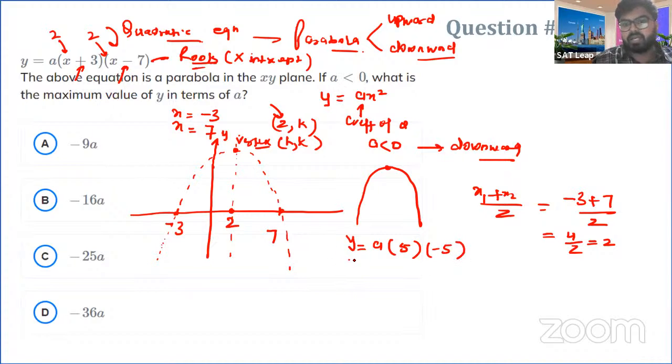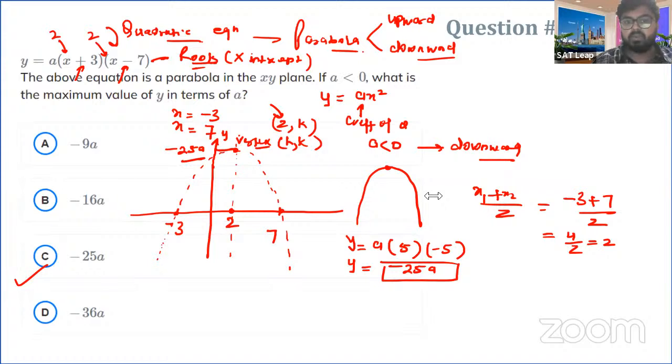Right? So y is nothing but -5 times 5, which is -25a. So the maximum value is nothing but the y value, and that is coming out to be -25a in terms of a. So the option is C.